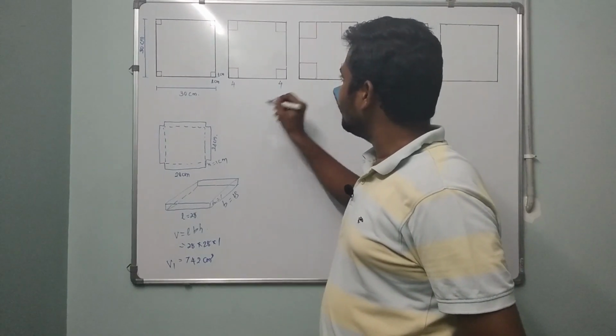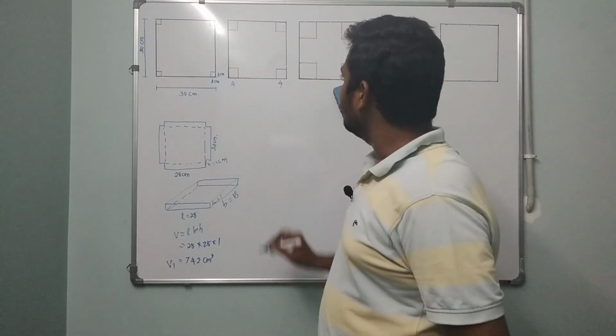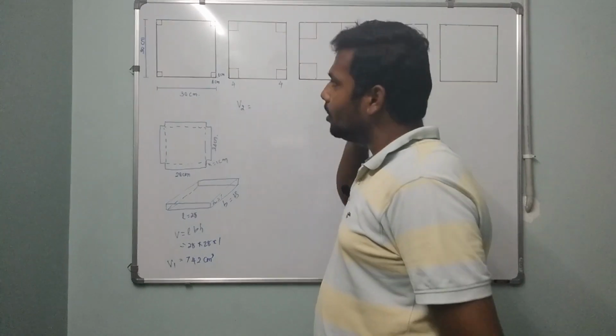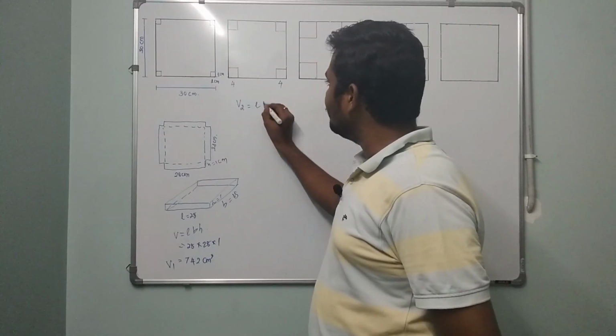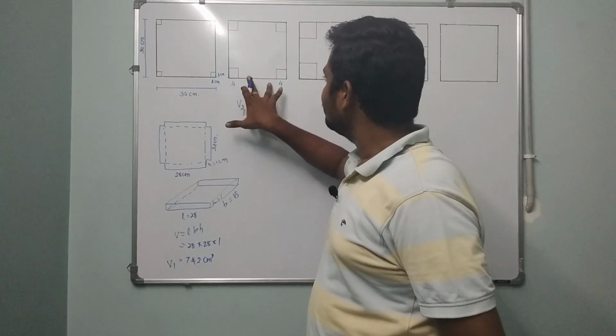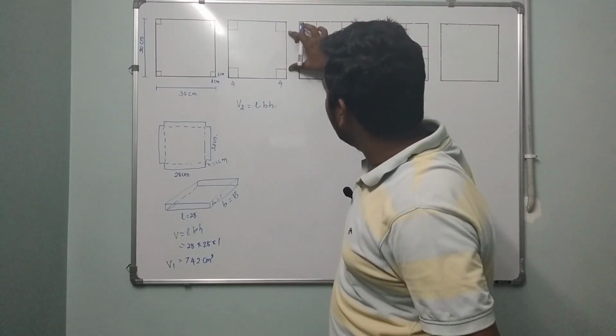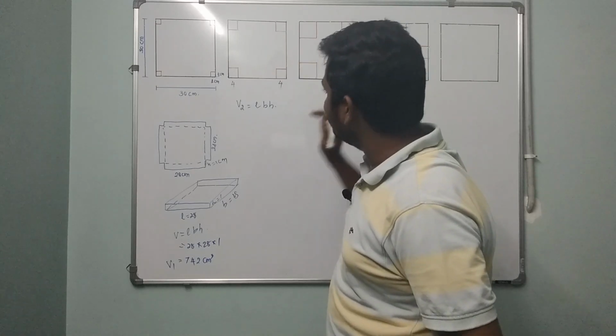So 4 centimeter here, 4 centimeter here. Okay. Now if we find the volume of this box, what is going to be the volume? So volume is again L into B into H. So length is formed by this length, and the breadth is formed by this length, and the height is formed by this length.